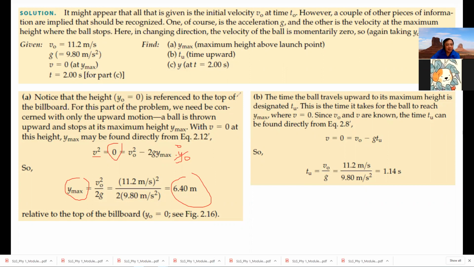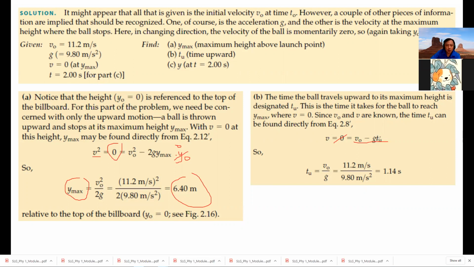And if you're asked about the time the ball reaches its maximum height, just use a simple equation, v equals v naught plus at. And you know v, the final velocity at the maximum height, is 0. So it becomes 0 equals v naught minus g t sub u, meaning time to go up, because there is also a time to go down. So you can just use a subscript in your equation so you won't get confused. So t sub u there means time to go up.